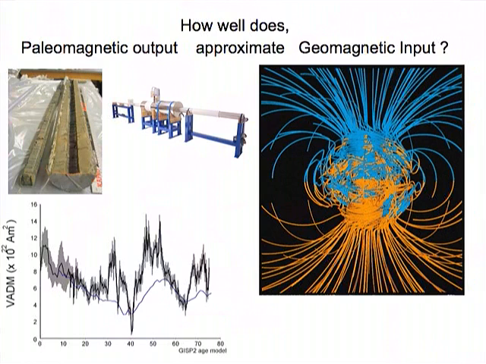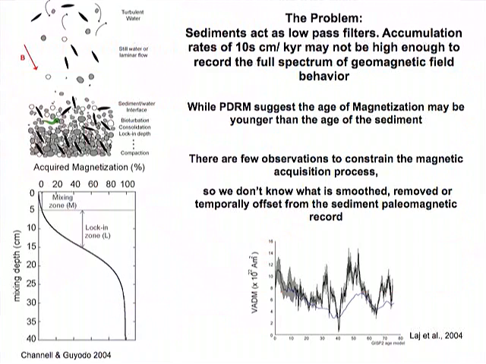But one example here, this is the last 80,000 years, and you see the blue curve is the low resolution stack compared to the black curve, which is the higher resolution GLOPIS paleointensity stack. And you can see there's a lot more amplitude captured in that particular stack, so that we are missing information when we do look at lower resolution records. The problem, basically, is that sediments act as a low-pass filter, so we're missing information within it.